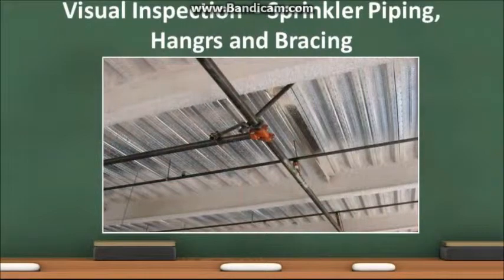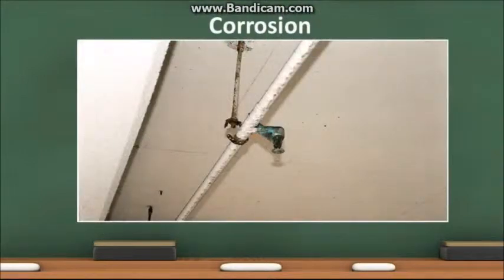Look at the sprinkler piping, hangers, and bracing. They should be in good condition and free of corrosion. All bracing and hangers shall be securely attached. In this photo, the hanger is damaged and the sprinkler head is corroded. Both need to be replaced. The weight of the water inside the pipe may cause it to break.